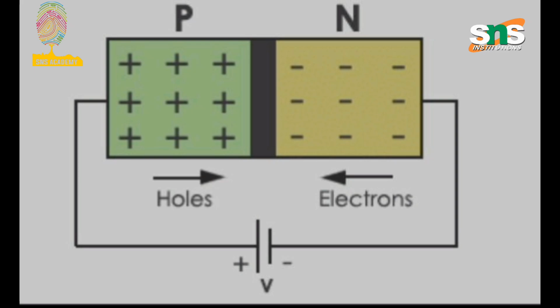A semiconductor diode is basically a PN junction with metallic contacts provided at the ends for the application of an external voltage. It is a two-terminal device. A PN junction diode is symbolically represented in the given figure.